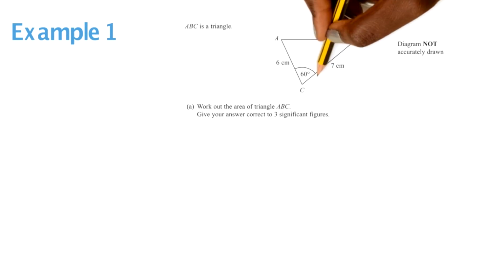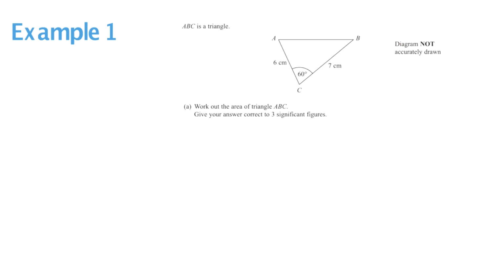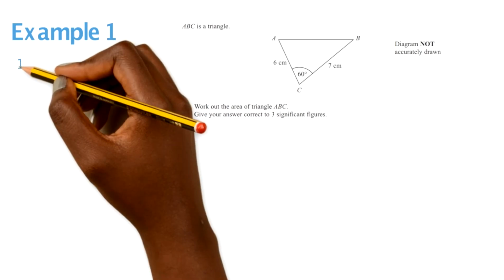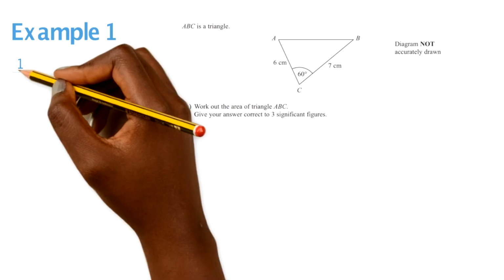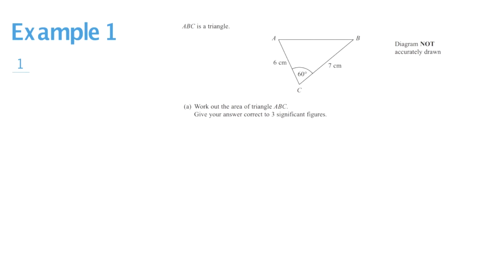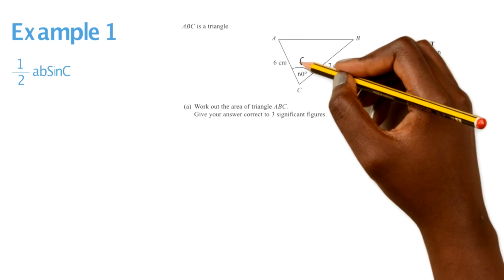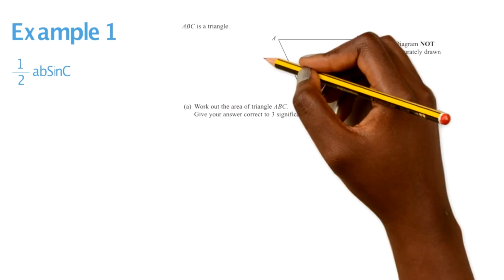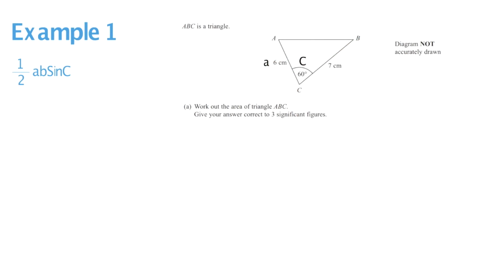So example 1. In this scenario it says work out the area of triangle ABC, but notice how our triangle is not right angle. So we're going to be using the formula half ab sine C. Now, to understand the labeling of these letters on the triangle, I'm now going to label it. Our big capital C is the angle they give you. So that one angle. Then the a and b are either length. It doesn't matter. It could be the 6 or the 7.